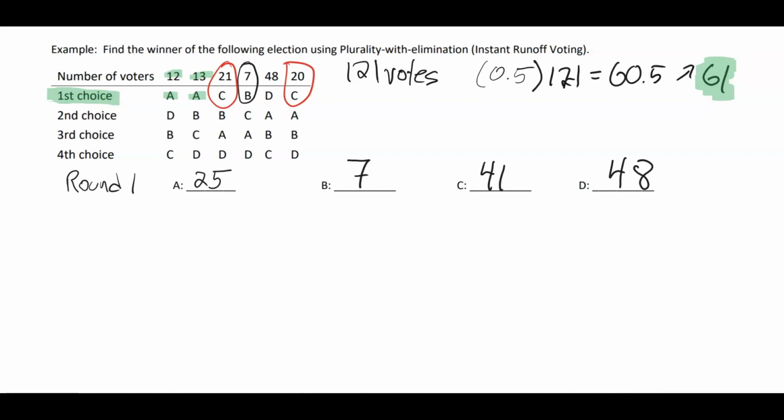Now, here's the deal. Does anybody have a majority? The majority is 61, and currently nobody has a majority. D would be the plurality winner, but not the plurality with elimination winner. So now we have to eliminate somebody. This method is like the weakest link, tossing someone off the island if they have the fewest number of votes. So bad news, B has the fewest number of votes. So we throw B out of the election.